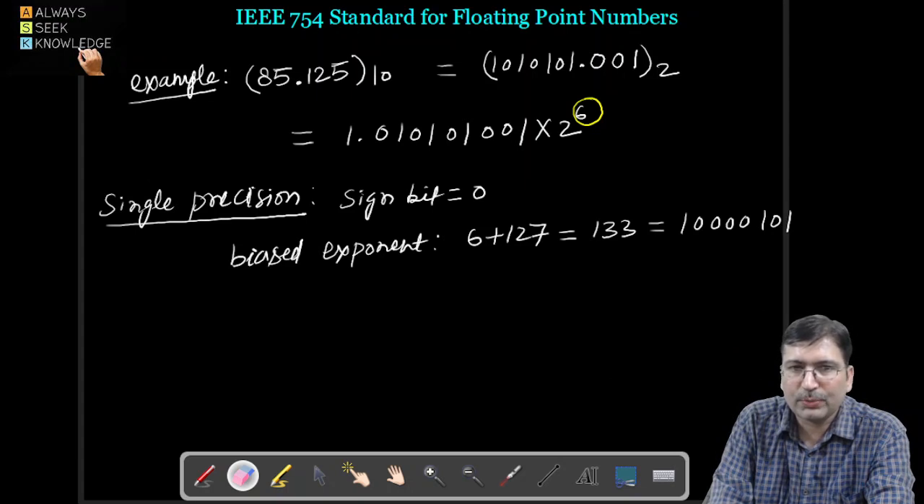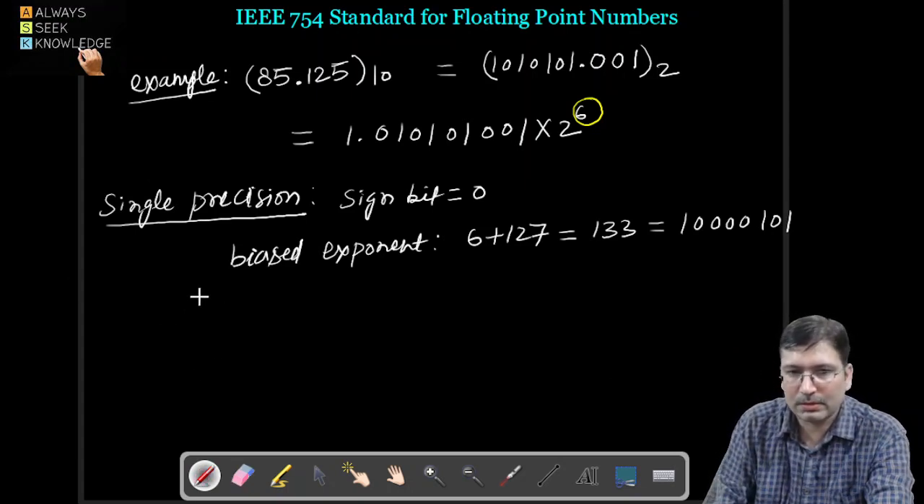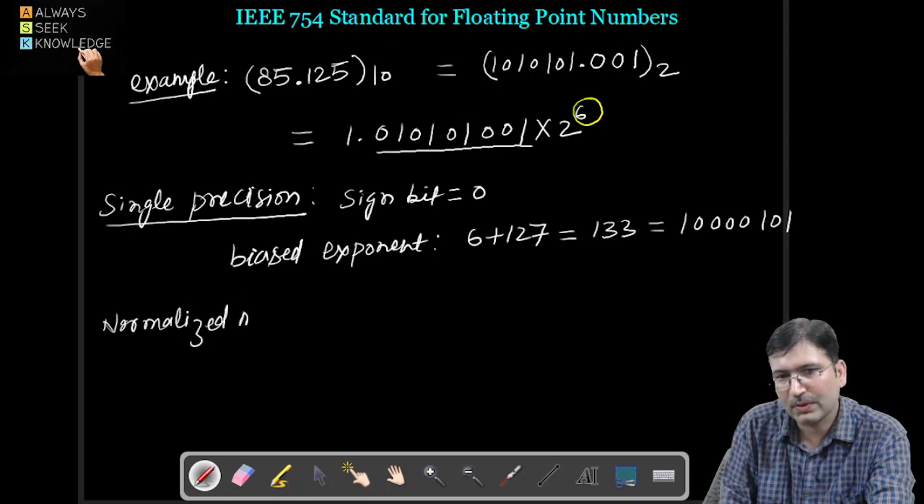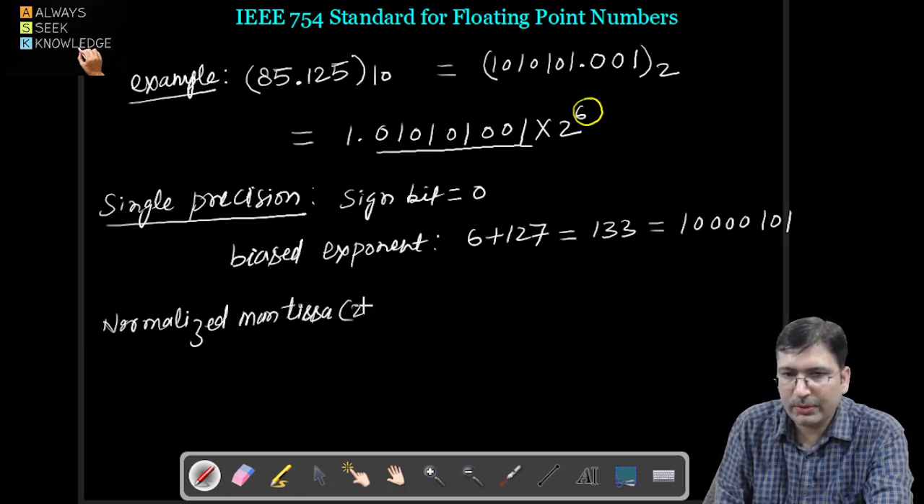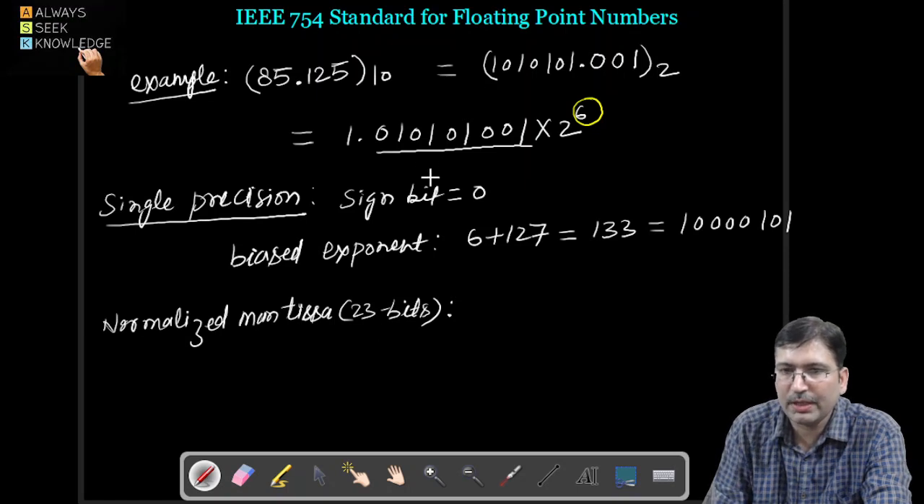Now after the biased exponent, you need to represent the normalized mantissa. So your mantissa is this. This portion is giving you the mantissa. The next is the normalized mantissa. The mantissa needs to be stored in 23 bits. In single precision we are talking about, there are 23 bits in which we need to store the mantissa.